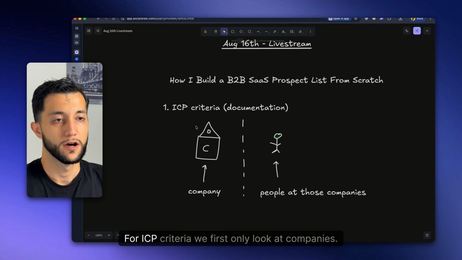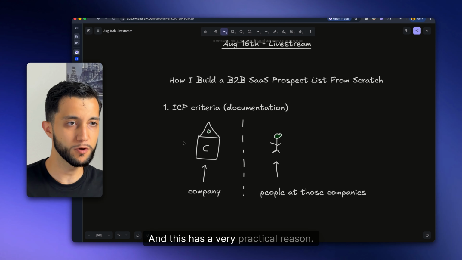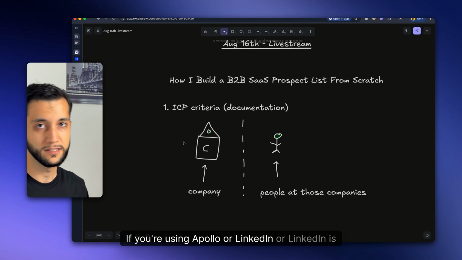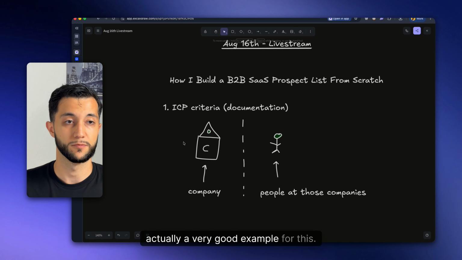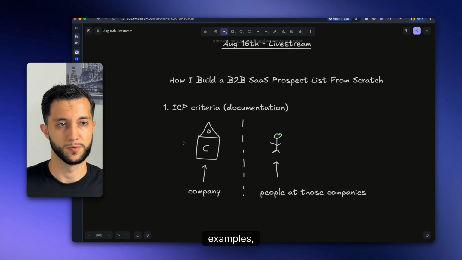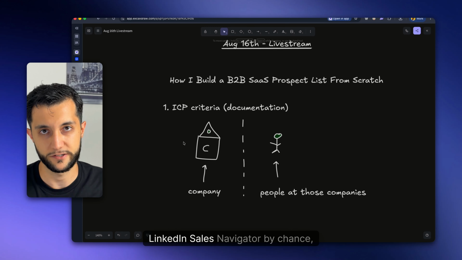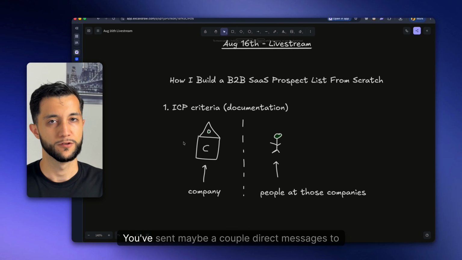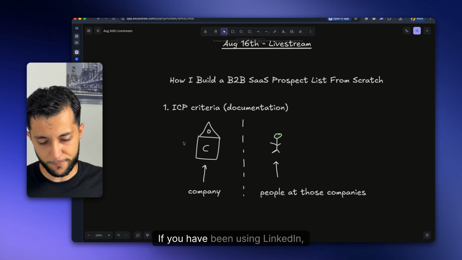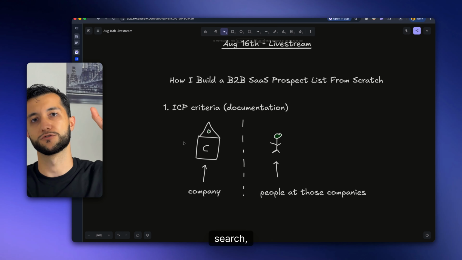Yes. For ICP criteria, we first only look at companies. And this has a very practical reason. If you're using Apollo, LinkedIn is actually a very good example for this. Most people that are going to watch this are very familiar with LinkedIn Sales Navigator by chance, right? You've sent maybe a couple direct messages to people, connection requests, etc. If you have been using LinkedIn, you'll see that you have both the company search, the account search, and then you have the people search, right?